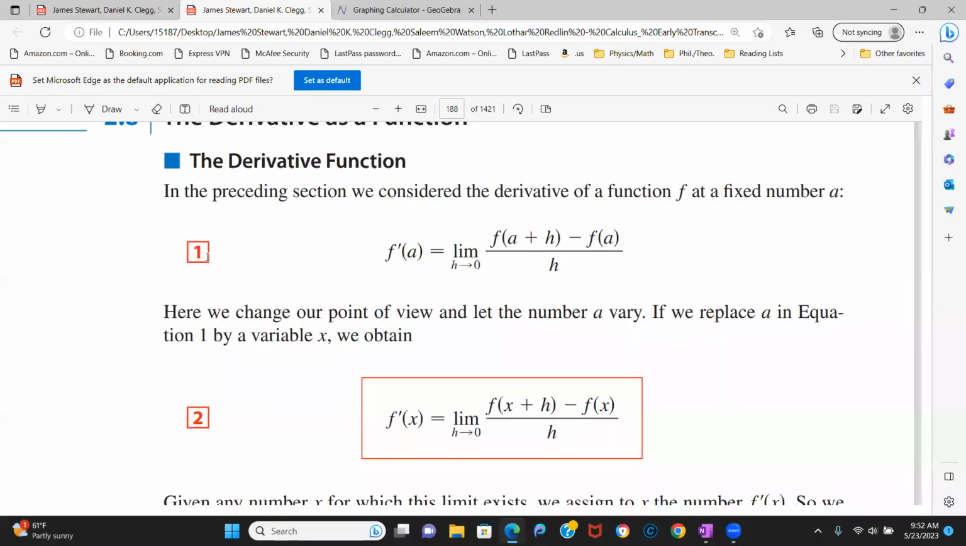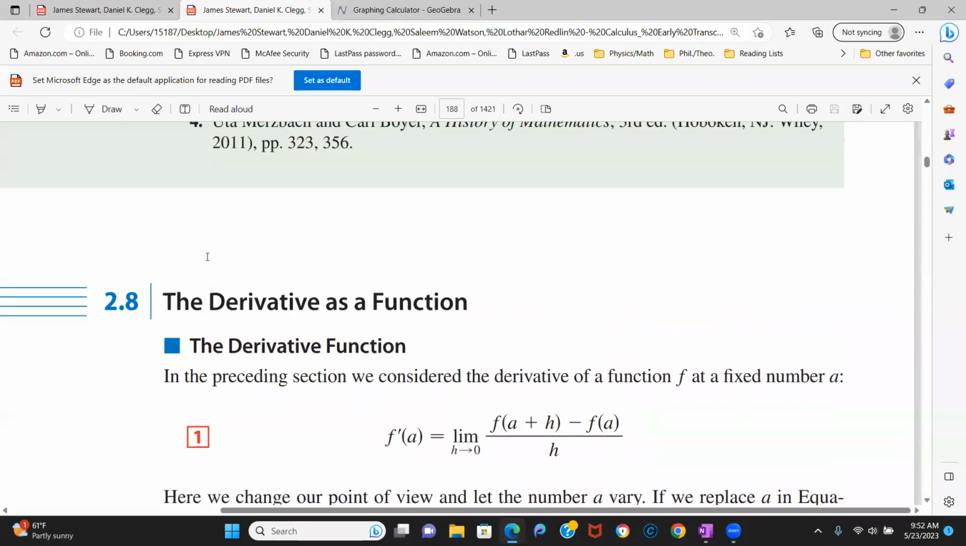All right, let me share my screen. Okay, so hopefully you can see what I'm seeing. So this is 2.8, the derivative as a function.